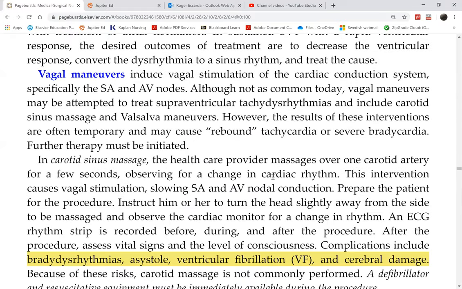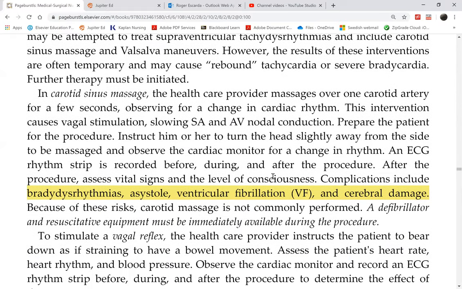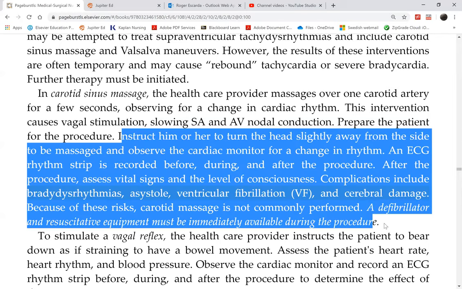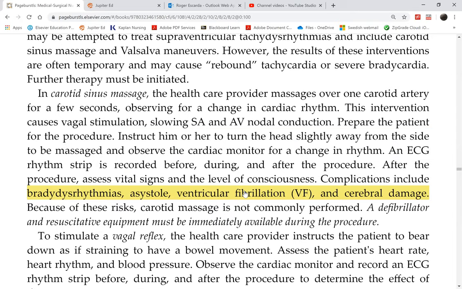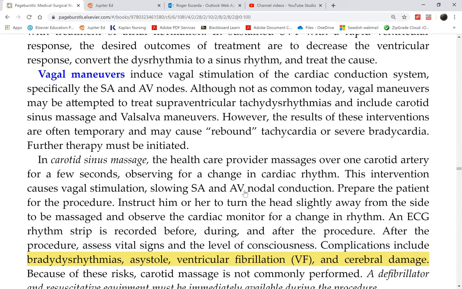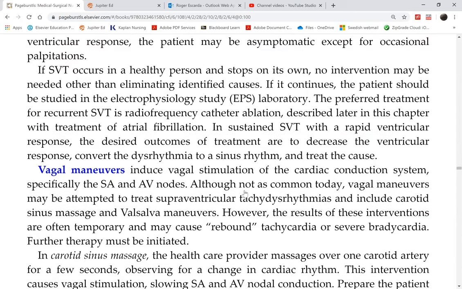Other non-pharmacologic treatments are vagal maneuvers, meaning the carotid sinus massage. This is treated with that. There are details here on what to do, what to prepare for when a physician is performing this at the bedside. So there is a danger of a more serious dysrhythmia. Which brings me to another concept. Forgive me, I have to go back to chart 34-4.